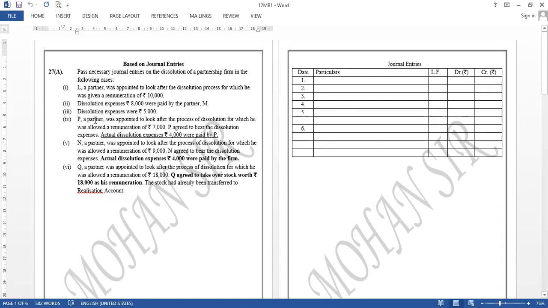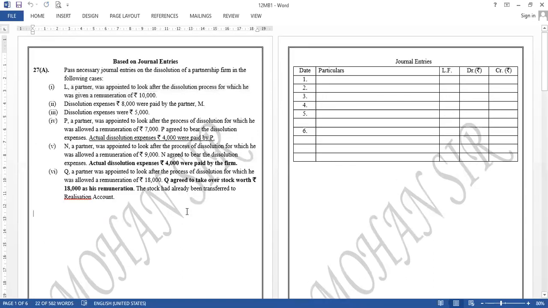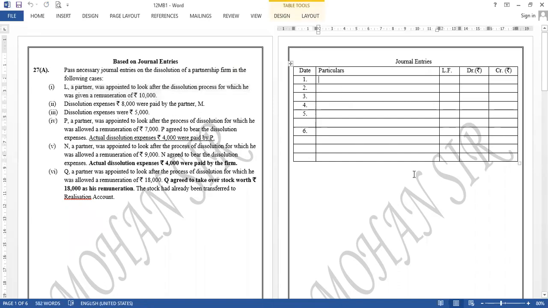Pass necessary journal entries on the dissolution of partnership firm. Okay, the board has asked 6 marker sum based on the dissolution expenses only. Okay, first one, L, a partner was appointed to look after the dissolution process, for which he was given a remuneration of rupees 10,000. Entry please, anyone?